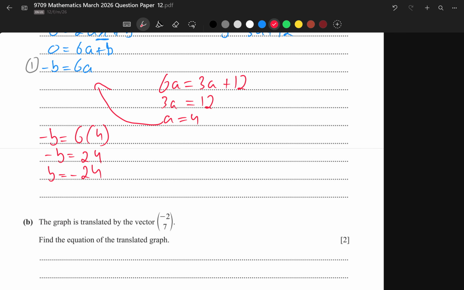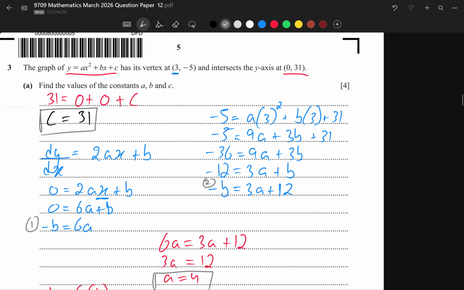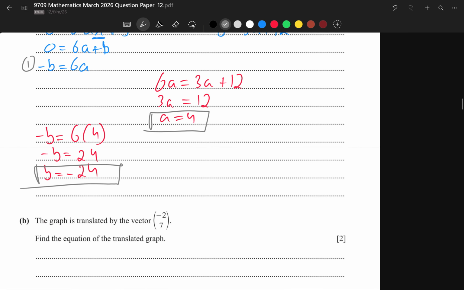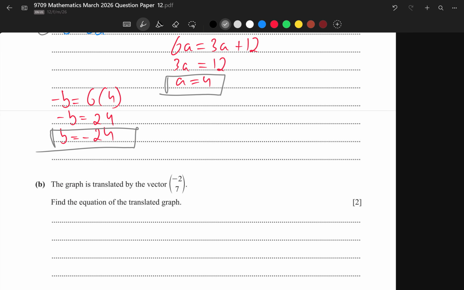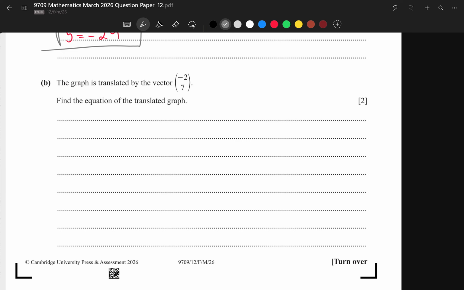So here is our a, b and c. So we have found the constants a, b and c. The second part suggests that the graph is translated by the vector (-2, 7). Find the equation of the translated graph.